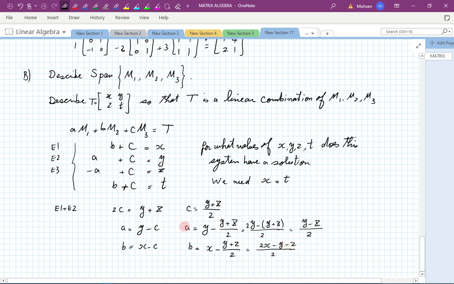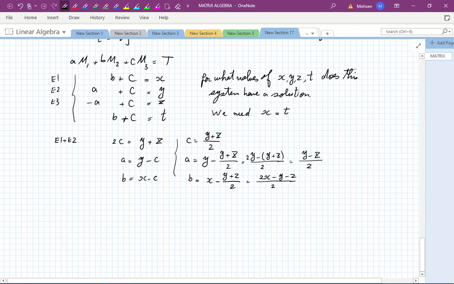So if you give me x, y, z and you insist that t has to be the same as x, then I can give you a, b, c such that the linear combination of m1, m2, m3 does give you your t. So what this means now is that my a turned out to be y minus z over 2. This is my a.